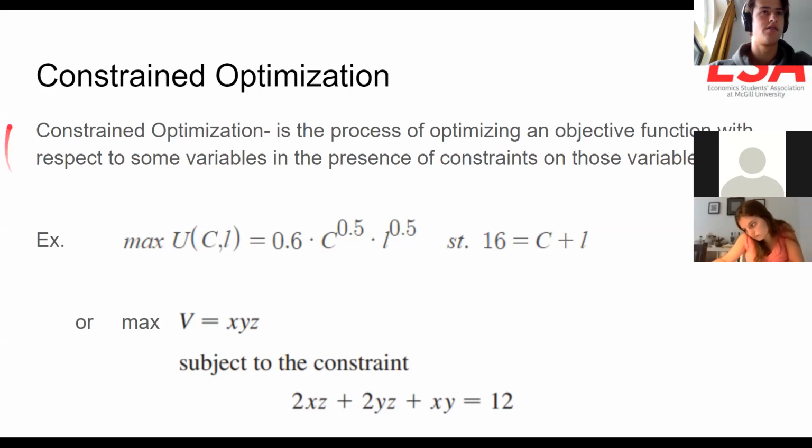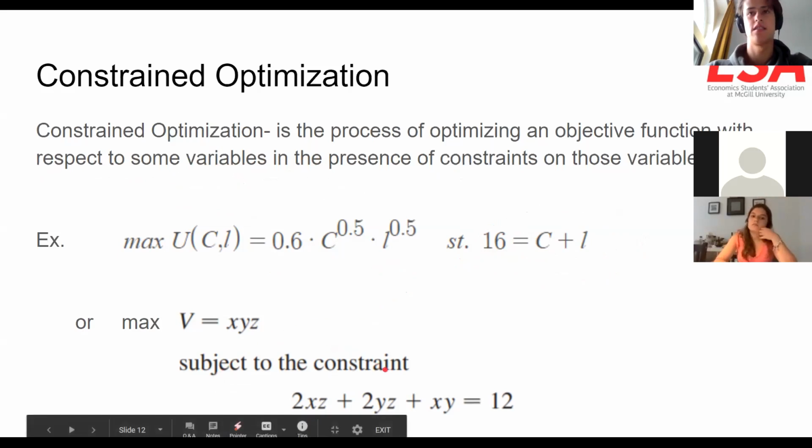All right. So constraint optimization is the process of optimizing again an objective function, which is always the first argument in those type of notations, with respect to a constraint on its variables. So the constraint in those variables here is represented by this second part. ST means subject to the constraint.